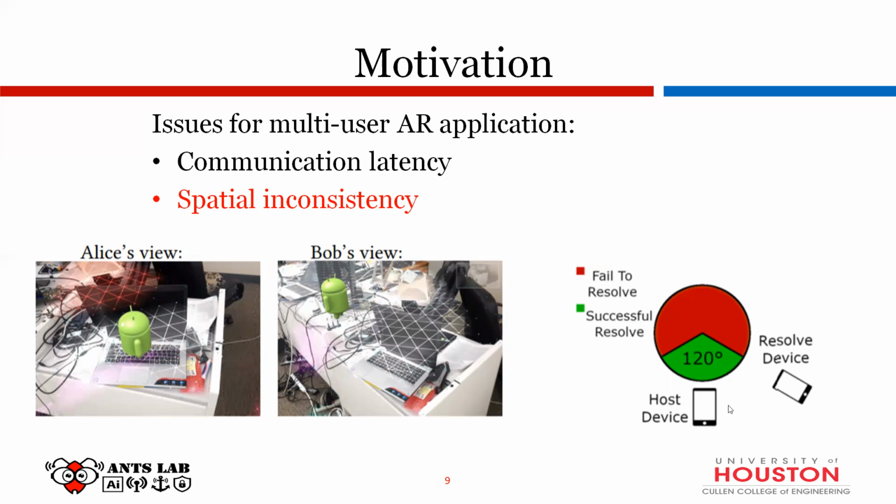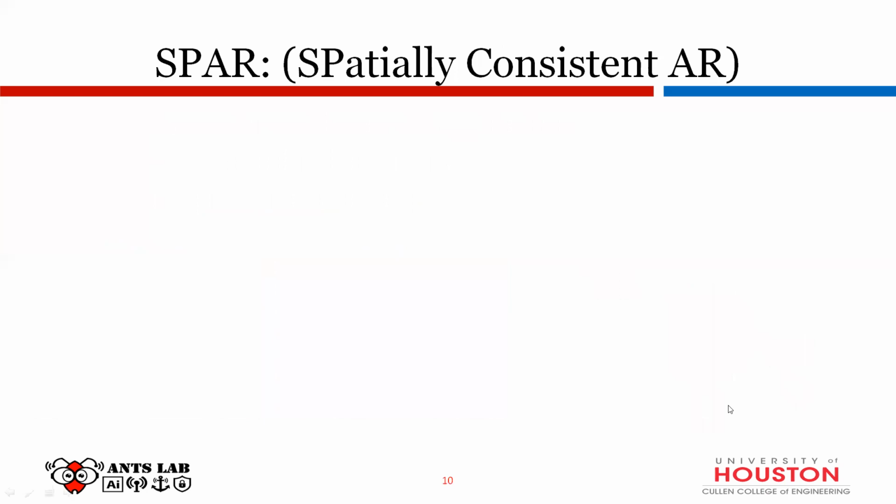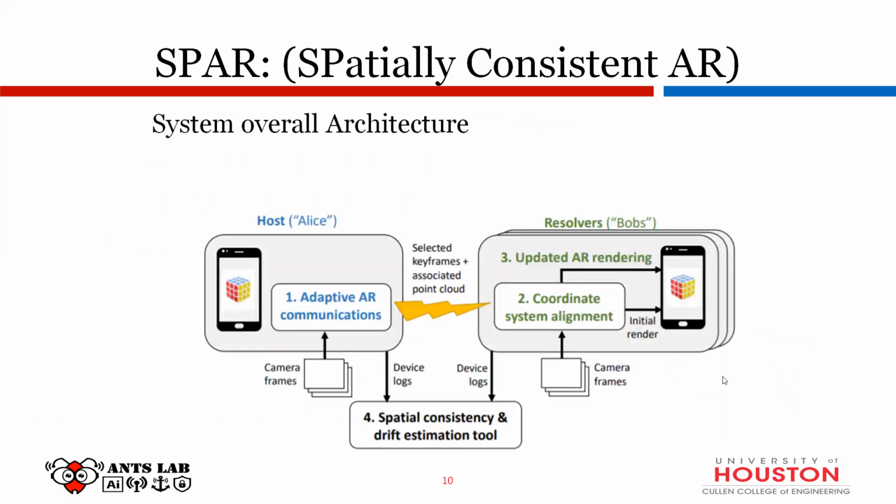So what this paper tries to do is to reduce these two issues. We will be talking about SPAR, the spatially consistent AR, and its overall architecture, which is shown here. On the left side is the host, which is Alice here. On the right side are the resolvers, which are Bobs. You can have many Bobs in the world. So the right side is all the resolvers. The host will send something, and the resolvers are supposed to get some information out of it.